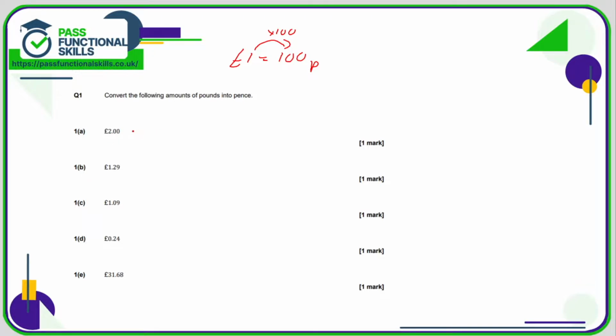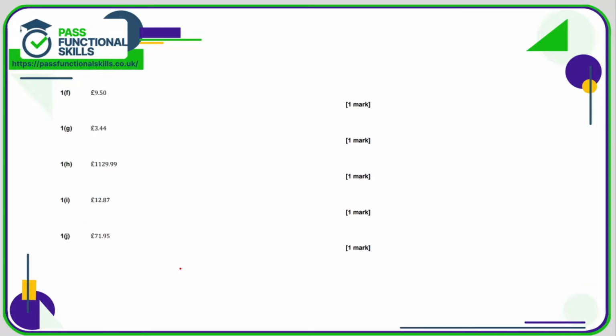So 2.00 is 200 pence. £1.29, 129 pence, 109 pence, 24 pence, 3,168 pence, 950 pence, 344 pence, 112,999 pence, 1,287 pence, and 7,195 pence. Quite easy, that one.